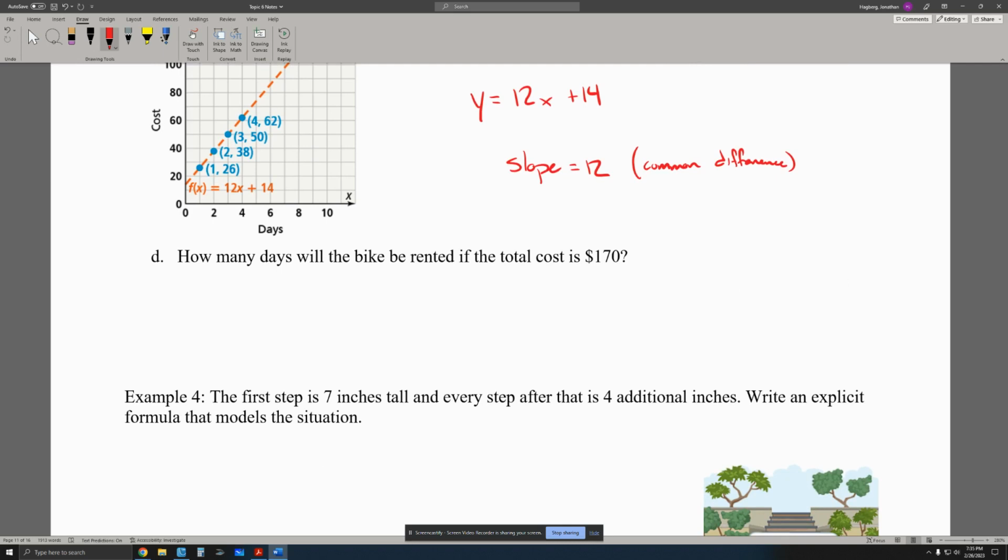So how many days will the bike be rented if the total cost is $170? Well, let's plug it into our linear function, where 170 is our y. That's going to be our function output. That is the total cost after x days. So 170 equals 12x plus 14. Solving this, we subtract 14 from both sides, and we get 12x is equal to 156. And then finally, dividing both sides by 12, we get x is equal to 13. So this tells us 13 days would get a cost of $170.